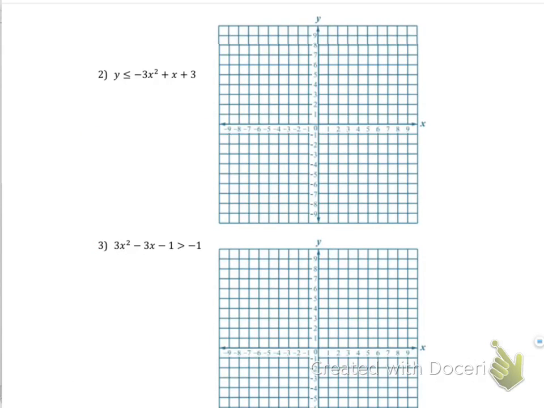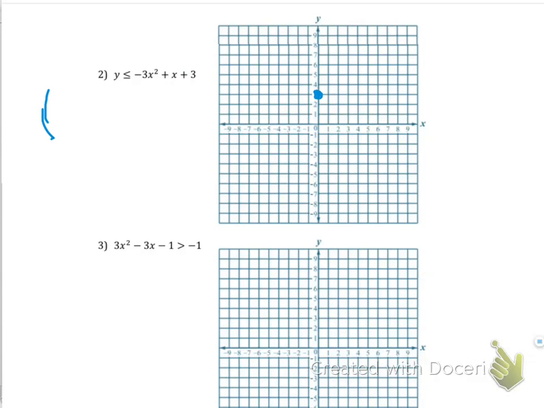All right, so the second problem doesn't really give us a nice vertex because it's not in vertex form. We do know the y-intercept when it's in standard form, which is 3. So I can make a point there if I want to. And then we have to figure out what the rest of this parabola looks like. So here goes. We know it's concave down. We need to figure out what the vertex is. So let's do our vertex formula.